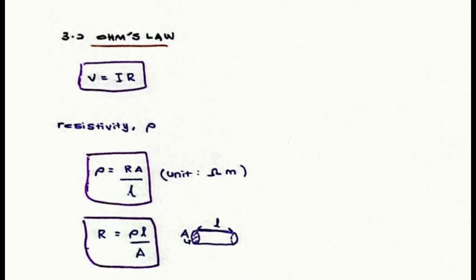Then the second subtopic, you have Ohm's law. Ohm's law basically tells us the relationship between voltage and current. If the voltage is increasing, the current will be increasing, so they are directly proportional. In terms of equation, the resistance here is the factor that gives us this relationship of V against I. So V is equal to IR. The unit for resistance is ohm.